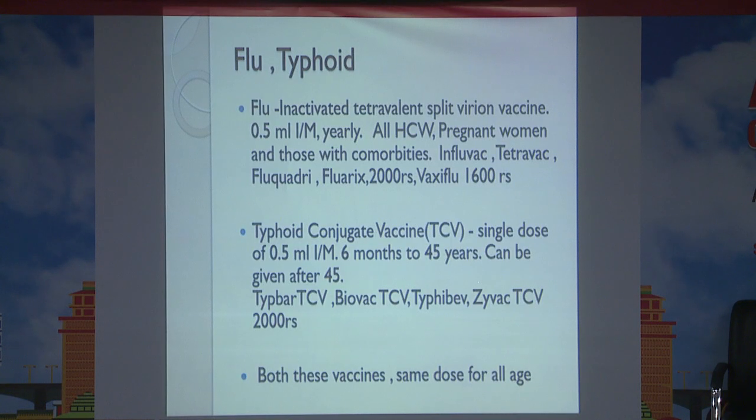Typhoid conjugate vaccine, this is the most cost-effective vaccine because only 1 vaccine is given throughout life. If you have been given in childhood, there is no need of this vaccine. 6 months to 45 years, half ml intramuscular. This can be given to persons above the age of 45 also. Cost about rupees 2000.